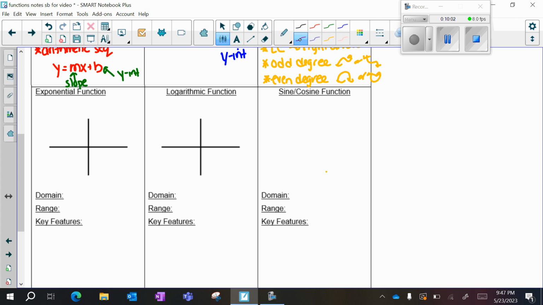So an exponential function, f of x equals b to the x power. So for example, y equals 2 to the x, or y equals 3 to the x, something like that. If it is increasing, it's going to look like this. If it's decreasing, it'll go in the opposite direction. Your domain is always going to be all real numbers. Your range is going to be your asymptote to infinity.